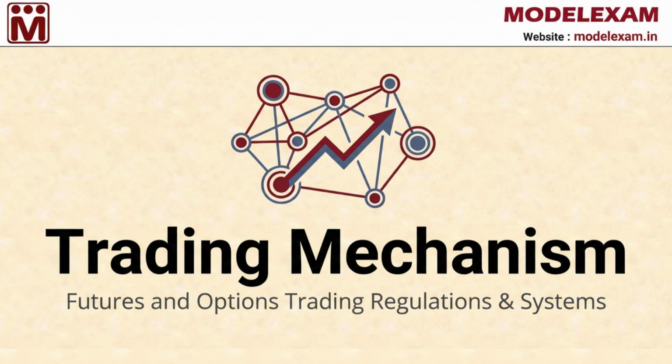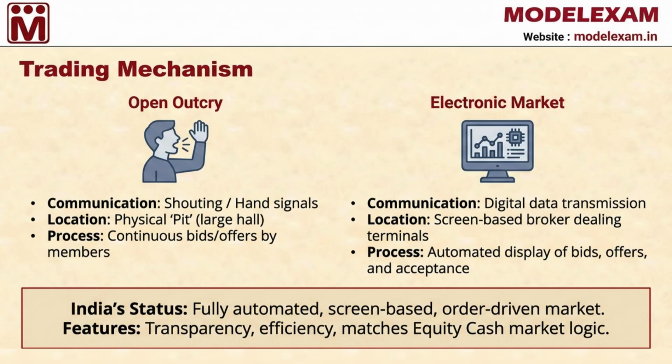In this video, we will explore the trading mechanism of futures and options. We are going to look at the rules, the regulations, and the systems that make these markets work for every trader. To understand how we trade today, we first need to compare the two main ways markets have operated over the years. In the old system called open outcry, professionals would communicate by shouting and using hand signals in a large physical hall known as a pit.